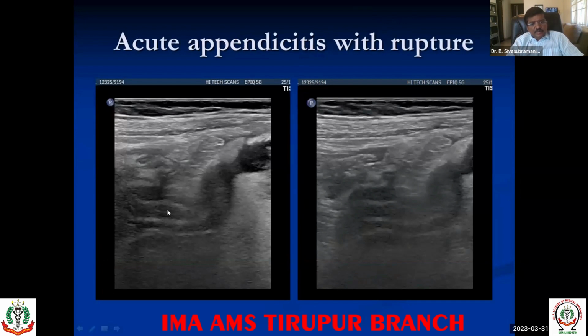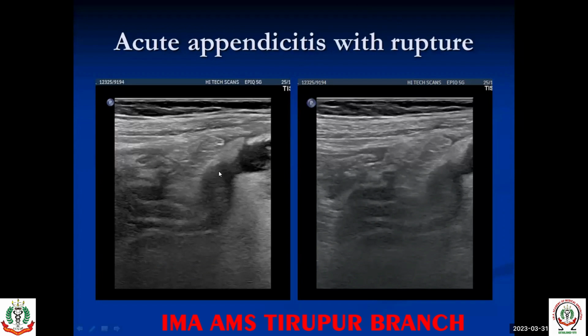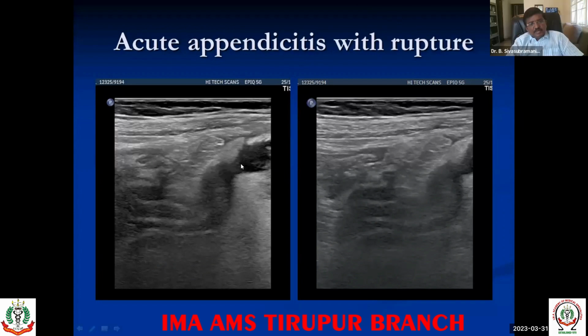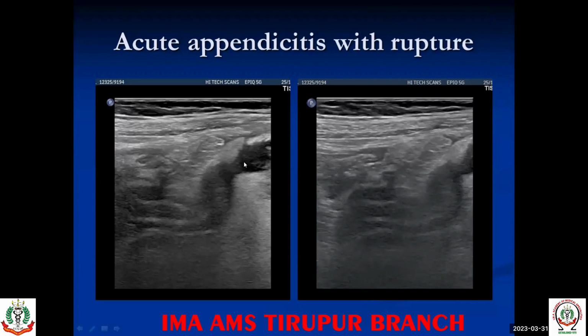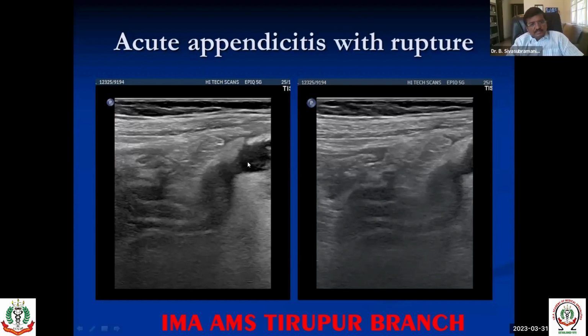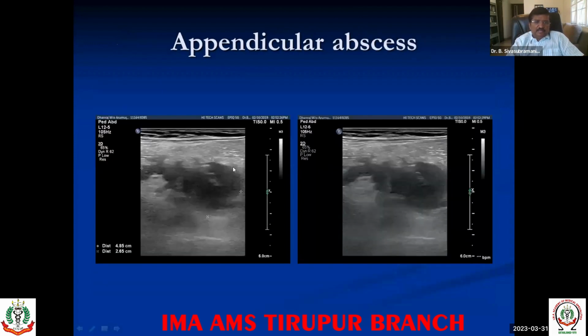So another patient where you can see a thickened appendix, and the tip of the appendix is ruptured. Because of the rupture, there is a collection here. So there's a rupture of the appendix. So this patient with fever has acute appendicitis with rupture. Another patient where there's an appendicular abscess. There's an irregular abscess in the right iliac fossa. So this is a case of appendicular abscess.